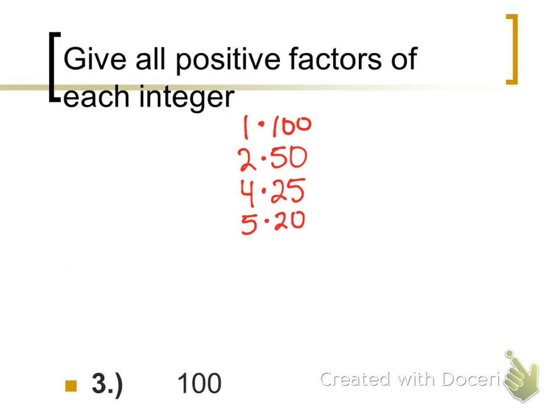All right, then, is it going to be divisible by 6? No, because it wasn't divisible by 3. 7? No, also not going to work. What about 8? No, it's not.